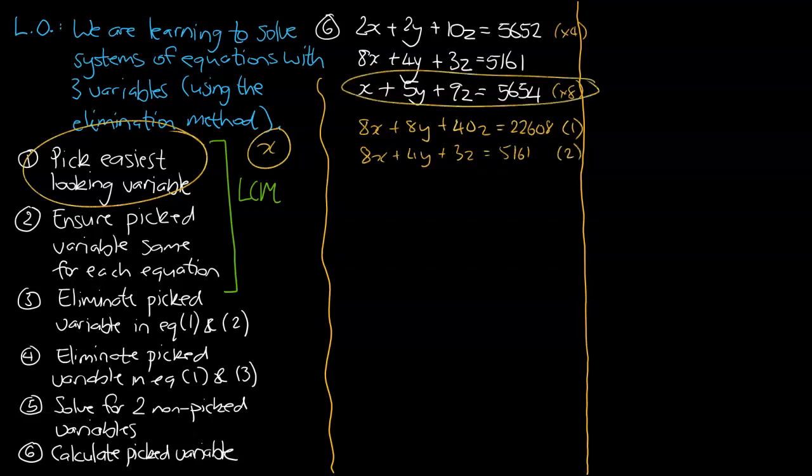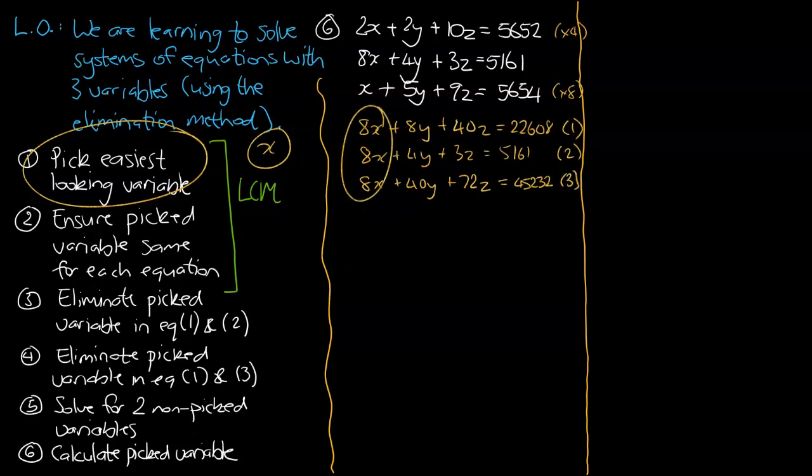And then the final equation, timesing everything by 8 here. So I've got 8x plus 40y plus 72z, and that will be equal to a big number, 45,232, and that there was equation number 3. And our goal to get all of that chosen variable, picked variable, which is x, all of them are now 8x, so I can start eliminating stuff. So that one there is a big tick.